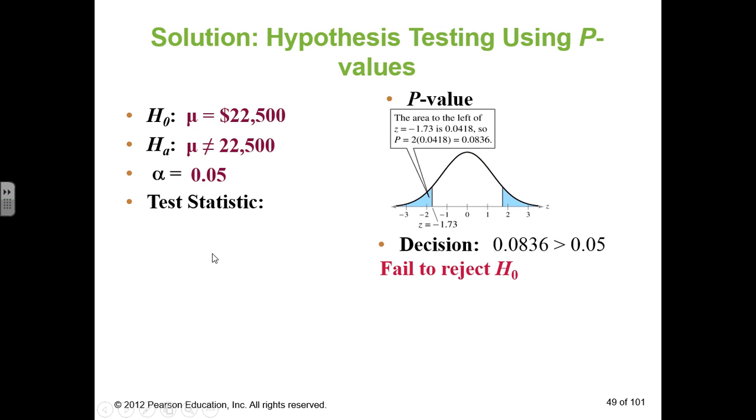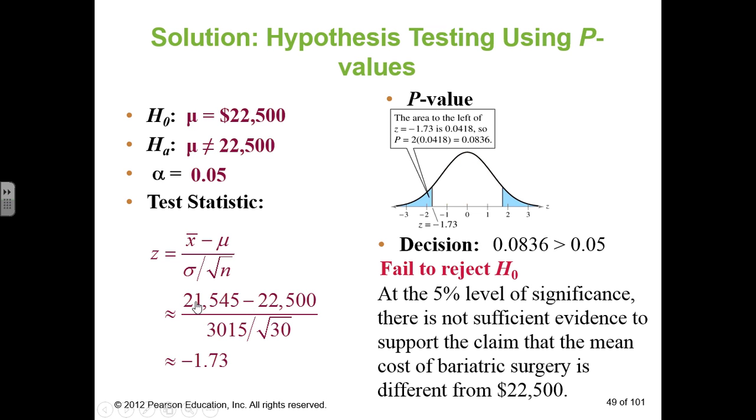So our test statistic is the sample mean minus the claimed value divided by the standard deviation divided by the square root of 30. We get negative 1.73. That's down here. We look up negative 1.73 and we get a p-value of 0.0418, but that's only half the p-value because the other half is up here. So 2 times that is 0.0836.